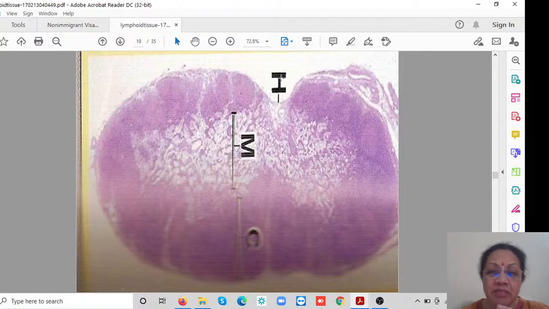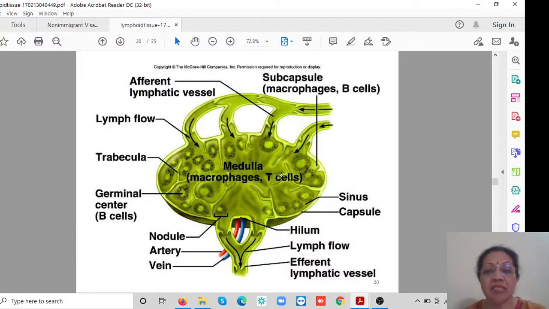H is for hilum. This is supposed to be H, not I. So the vessels which are going to be formed here will exit from this point and leave the lymph node. So we have a cortex, medulla and hilum. This is a single view. You're looking at the whole lymph node section in one view. We may not see that in the exam.